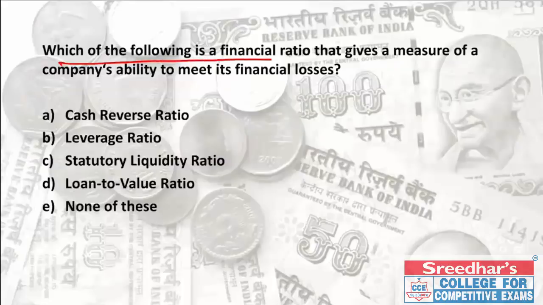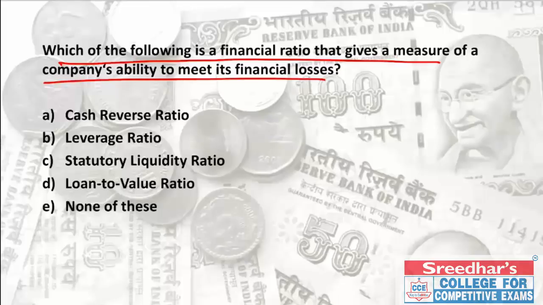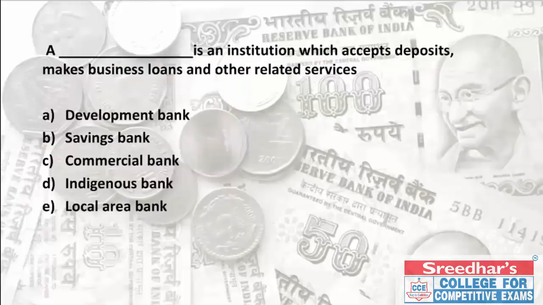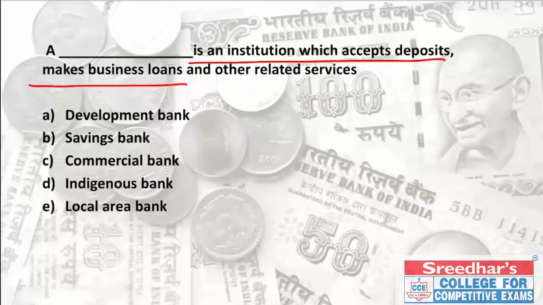Which of the following is a financial ratio that gives a measure of the company's ability to meet its financial losses? Leverage ratio. So leverage ratio is the financial ratio which gives a measure of company's ability to meet its financial losses. What is the institution which accepts deposits, makes business loans and related services called?